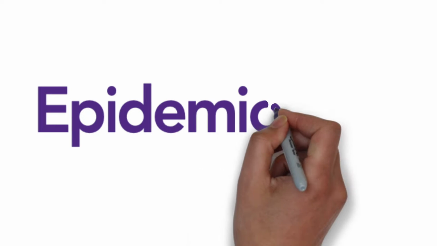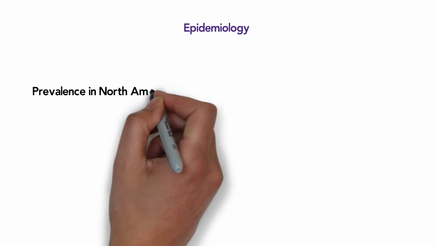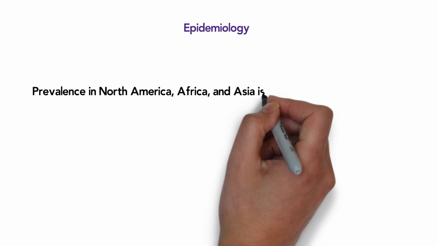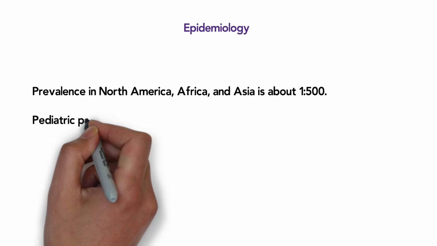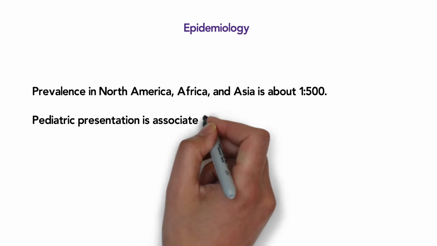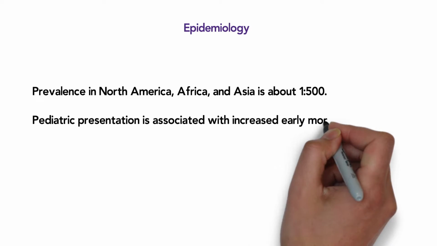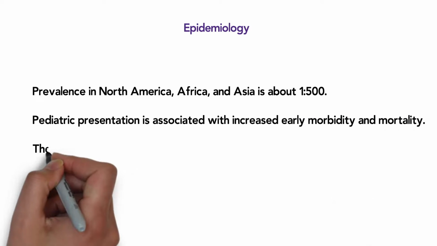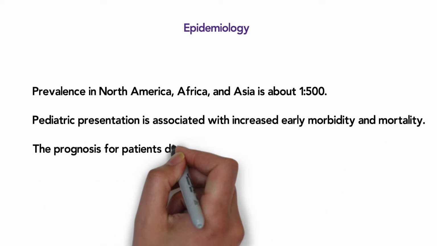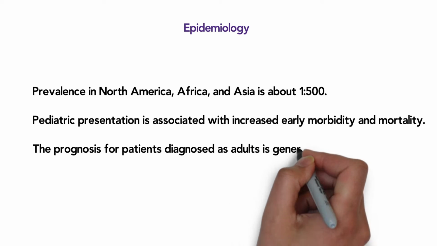Epidemiology. Prevalence in North America, Africa, and Asia is about 1:500. Pediatric presentation is associated with increased early morbidity and mortality. The prognosis for patients diagnosed as adults is generally favorable.